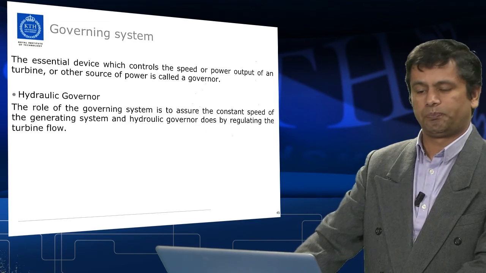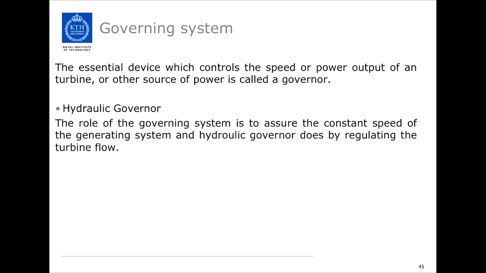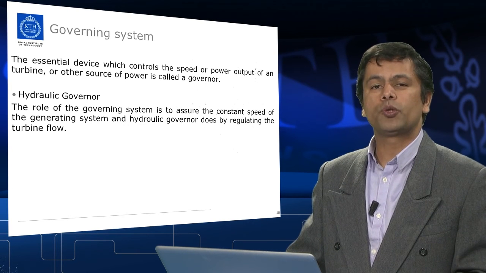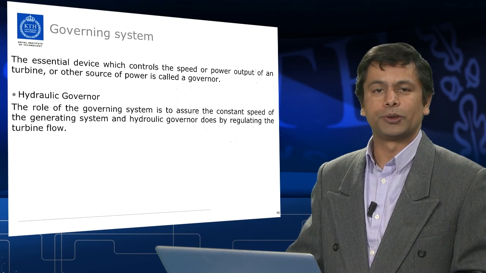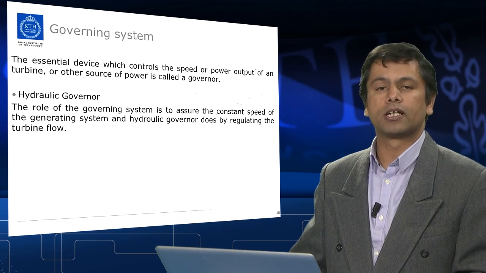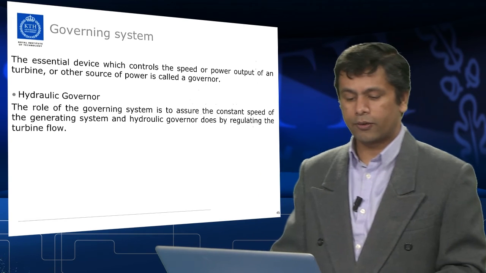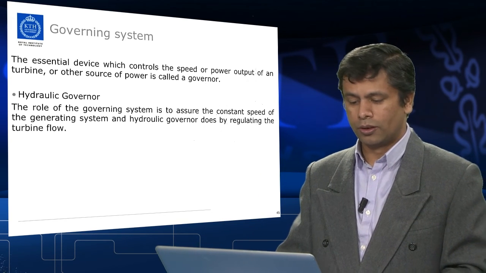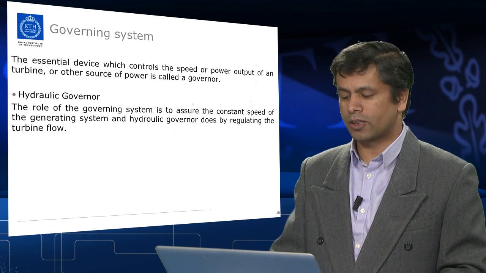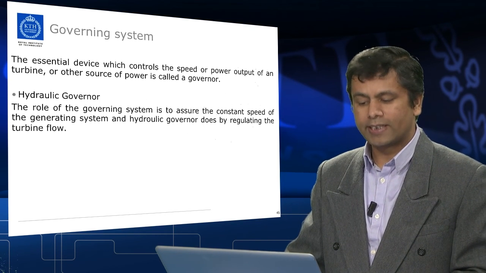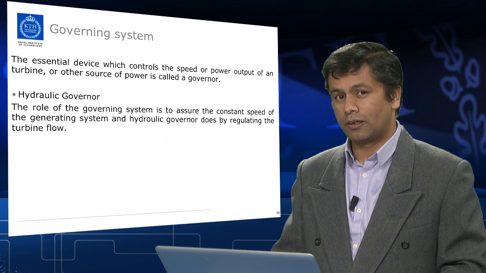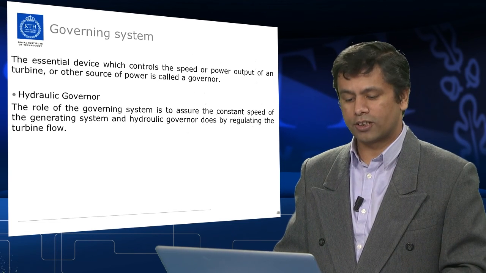Governing system. The governing system is basically an essential device which controls the speed or the power output of a turbine. There are two kinds of governing systems that are used in hydropower. One is the hydraulic governor, and another is the electronic load governor. The hydraulic governor has a role to assure the constant speed of the generating system, and it does this by regulating the turbine flow.